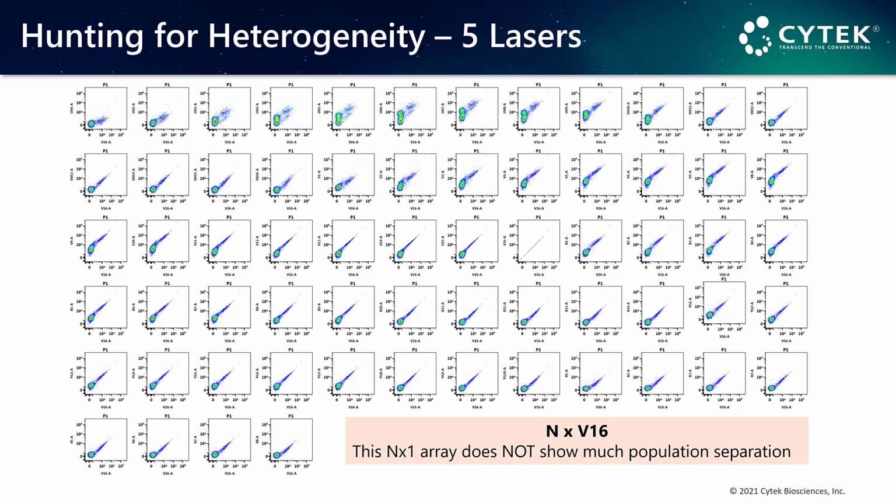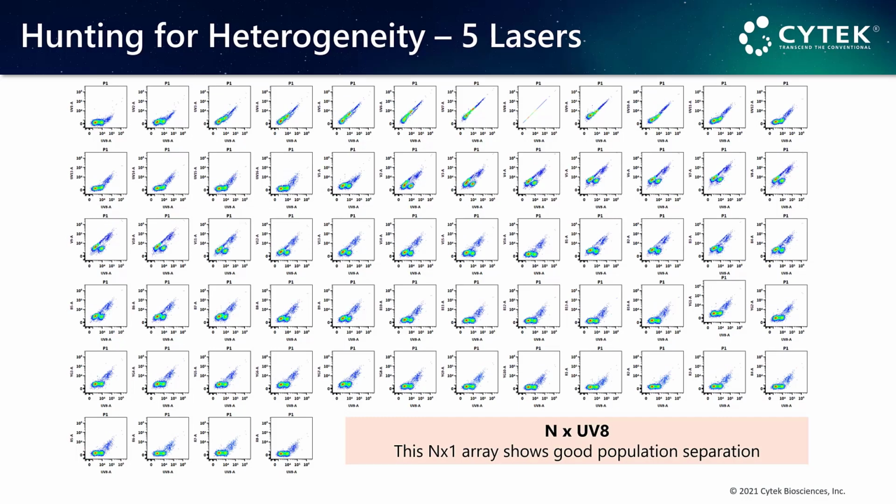Therefore, let's now look at an N/1 array from the ultraviolet 8 channel. On this one, as we observe the array, we are able to see a number of plots where multiple different clusters can be identified, and this is an example of good separation.